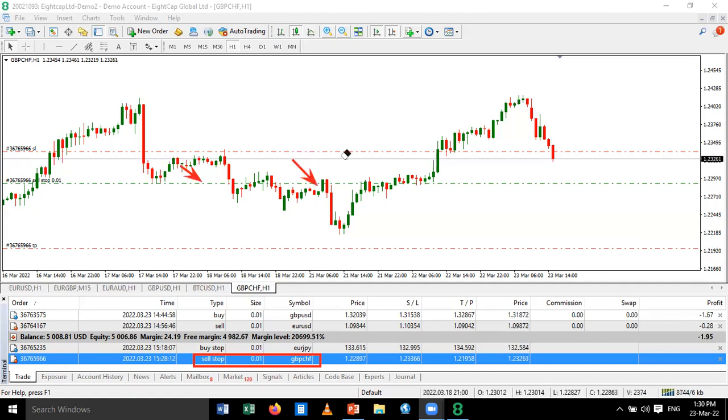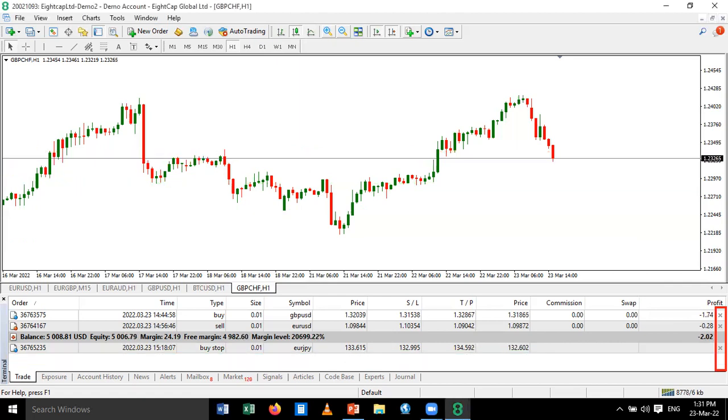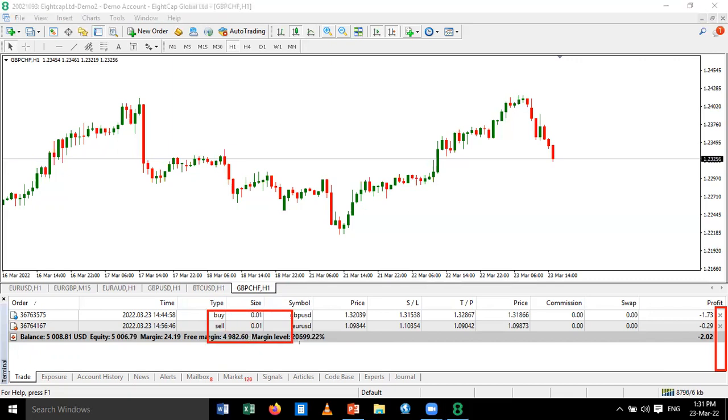Now I've told us that if you want to close your trade, you can do that by simply clicking on the X sign that is under profits, which is here. So to close the pending orders, I click on this sell stop. I've closed the pending order. This buy stop here, I've closed it. Now I have two running trades. I have a buy on GBP USD and I have a sell on Euro USD.